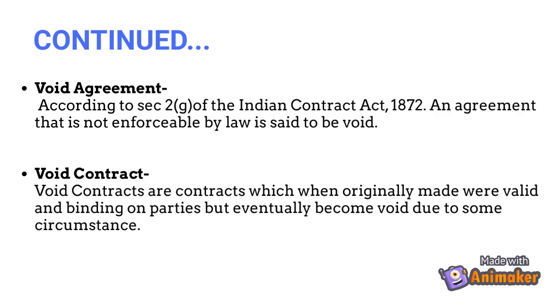Third, void agreement. According to Section 2G of the Indian Contract Act, 1872, an agreement that is not enforceable by law is said to be void. Fourth, void contract. Void contracts are contracts which when originally made were valid and binding on parties but eventually become void due to some circumstance.